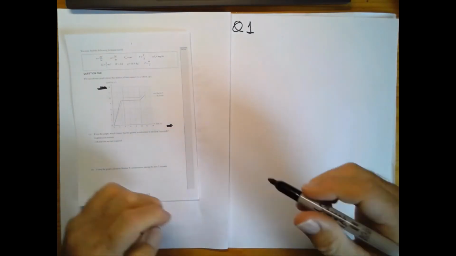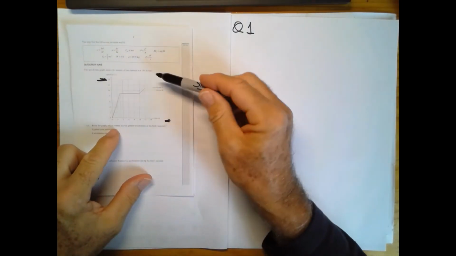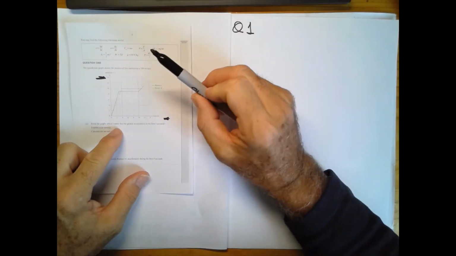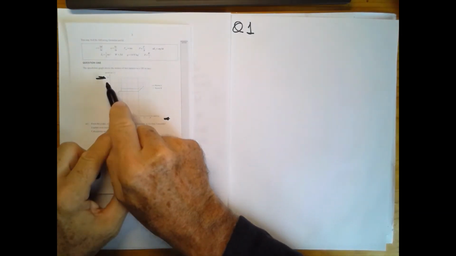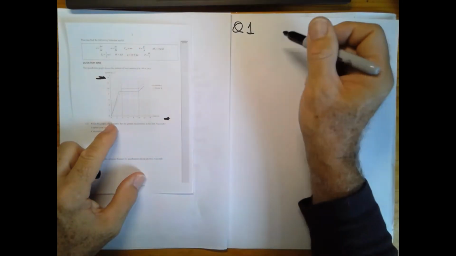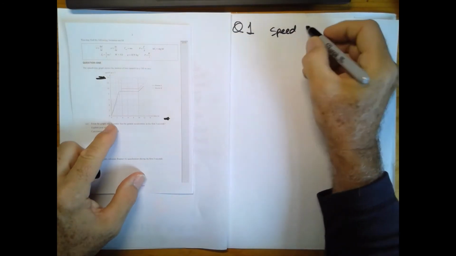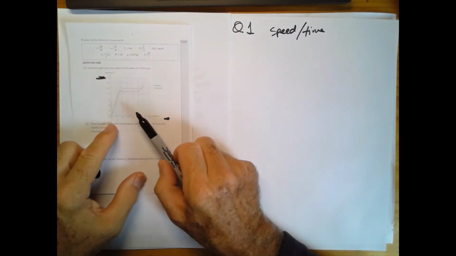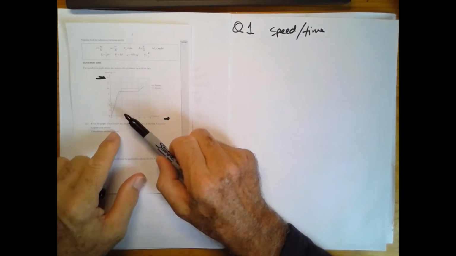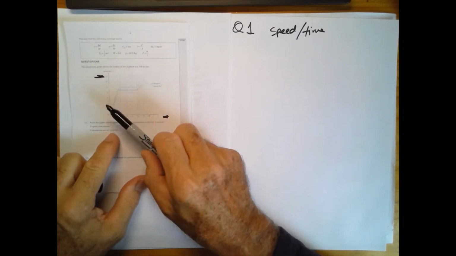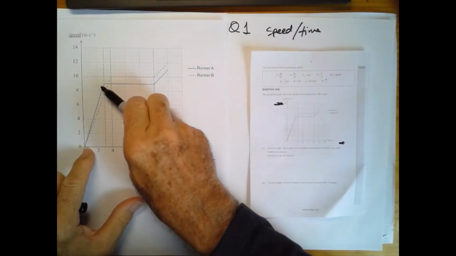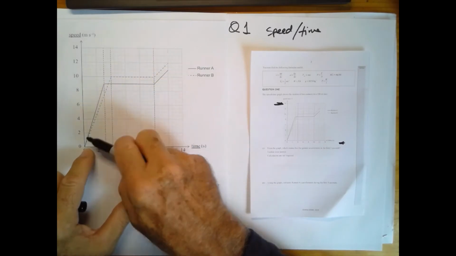So let's look at our question. The speed time graph shows the motion of two runners in a 100-meter race. First thing, make sure we look and see what type of graph it is. It's a speed time graph. I can't emphasize that enough. If we confuse it with a distance time graph, we're going to get the wrong answer from the very beginning. So here's a speed time graph, and there's two runners in here. Let's have a look at a larger version of this. We've got two runners. The bold line is runner A and the dotted line is runner B.